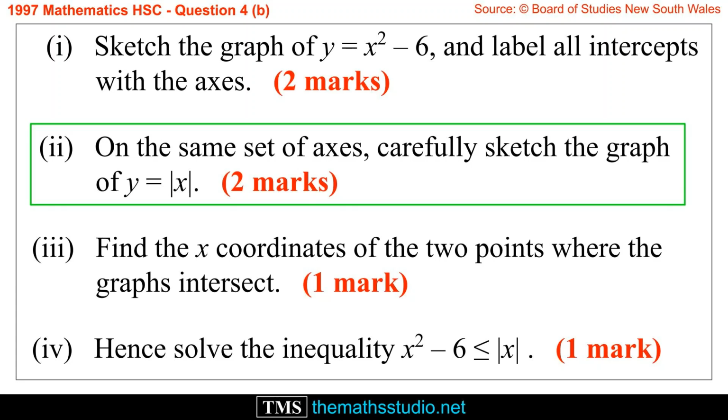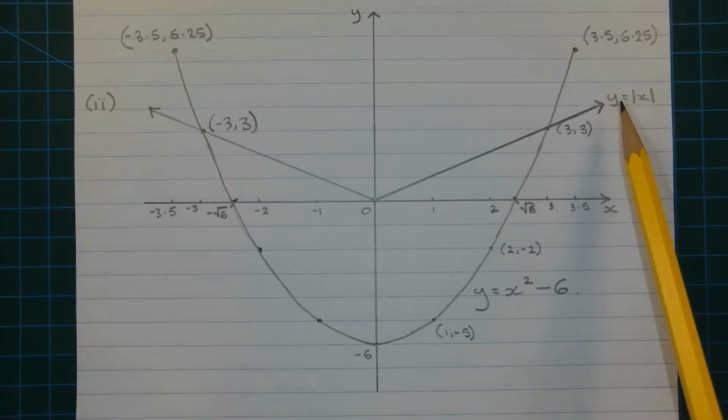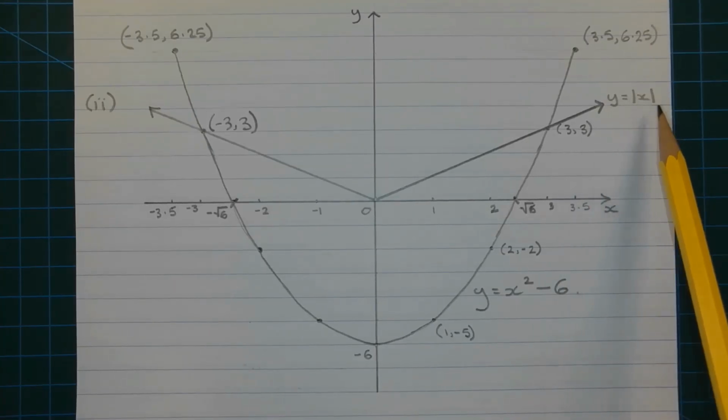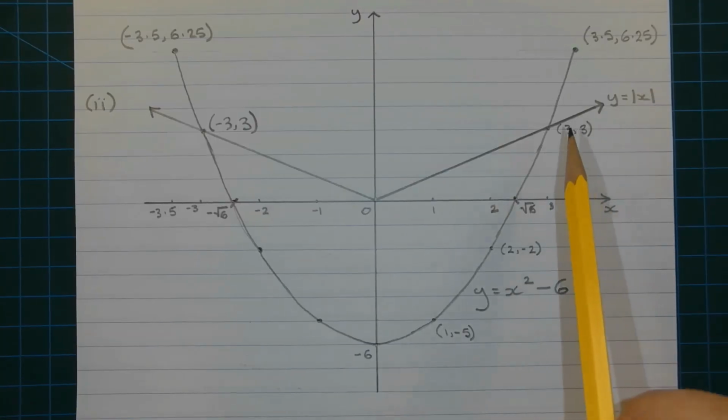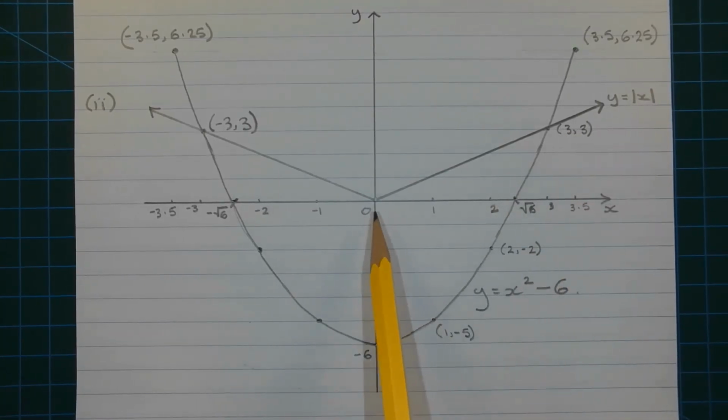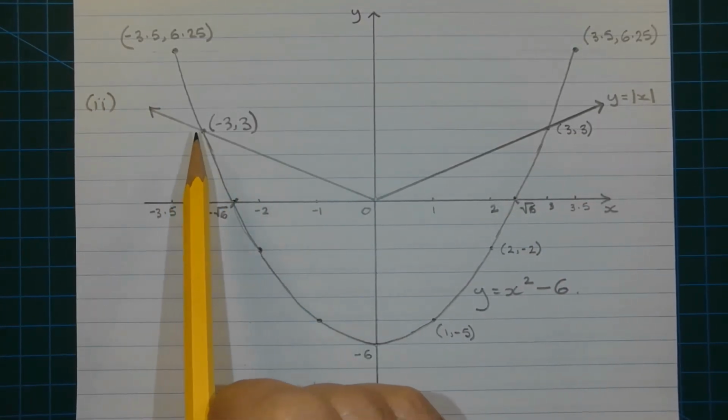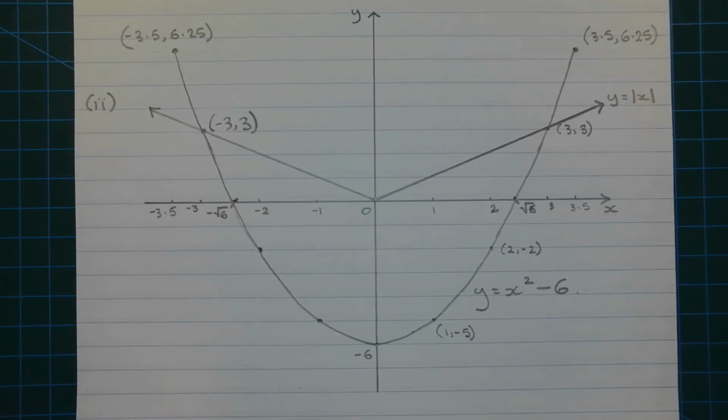Part 2. On the same set of axes, carefully sketch the graph of y equals the absolute value of x. The graph of the function y equals the absolute value of x is a V shape that points upward. The vertex of the V is on the origin, and we have a positive branch and a negative branch that are straight lines. Now, the positive branch passes through the point (3, 3), and the negative branch passes through the point (negative 3, 3).